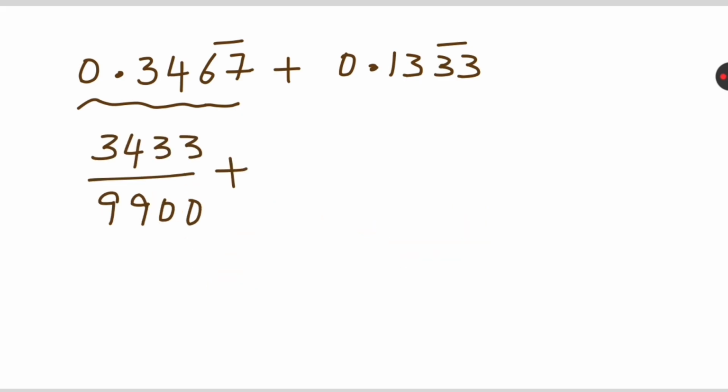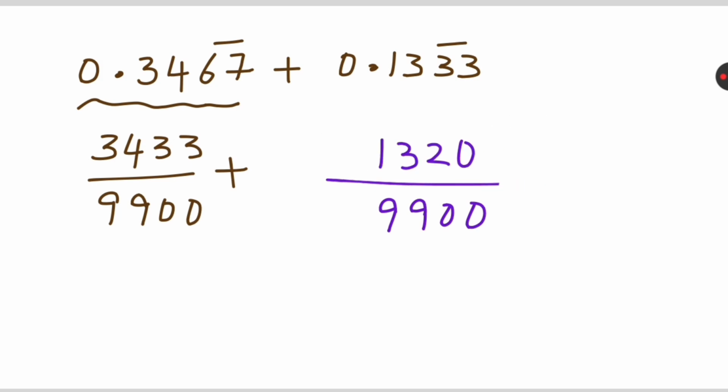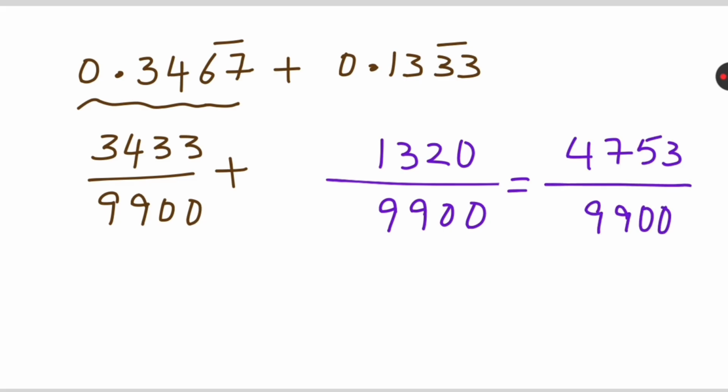Now let's do the second part. So here take the whole number 1333 minus 13, divided by, how many digits do we have? 2 digits under the bar, so just write 2 nines and 2 zeros. After doing the subtraction we got 1320. This is the second part of the result. So here the denominators are the same, so we can simply add the numerators. After adding the numerators we got 4753 and in the denominator we have 9900.